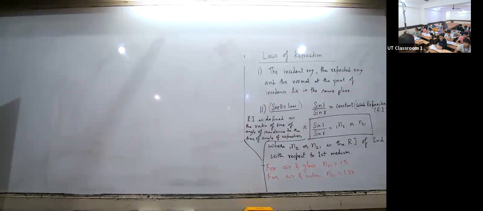Now to understand optical density, look at kerosene and water. What is the refractive index of water? 1.33. Whereas what is the refractive index of kerosene? 1 point something higher. So optically kerosene is denser than water. But in reality, if you see the mass density of kerosene, it is lighter than water.